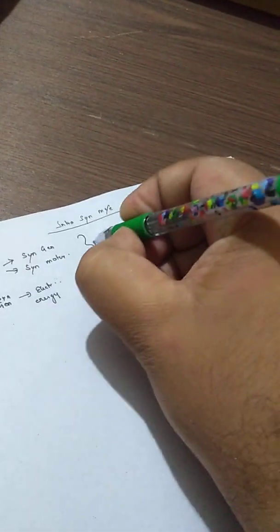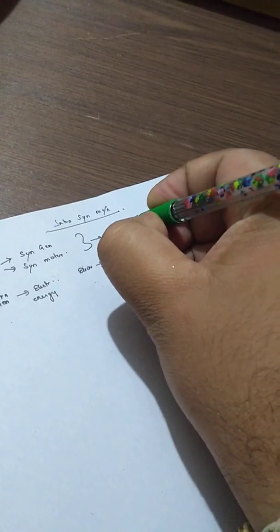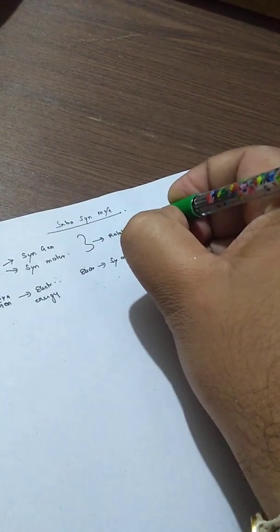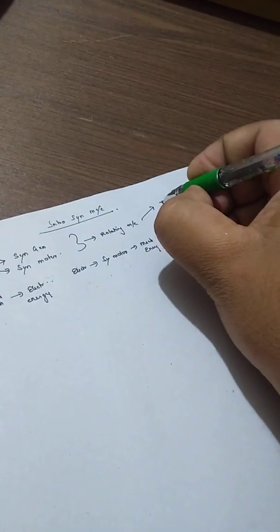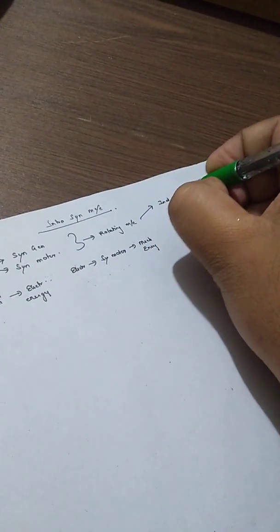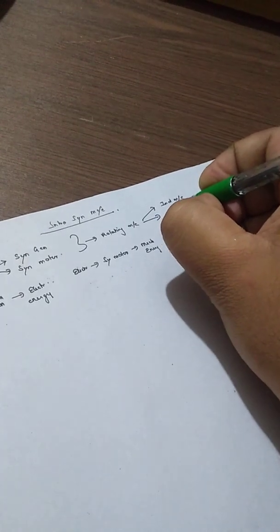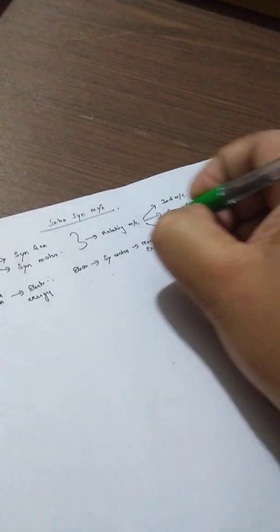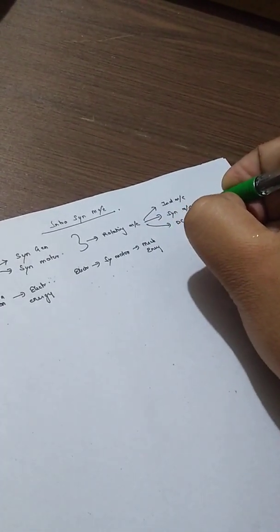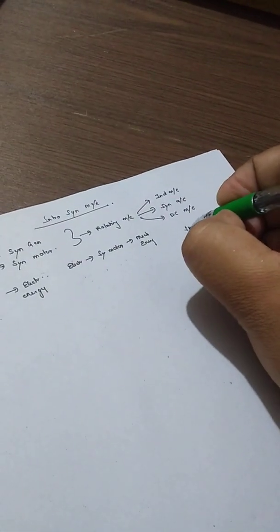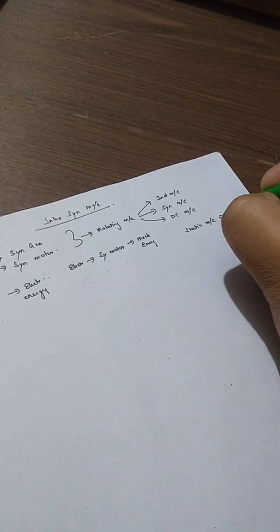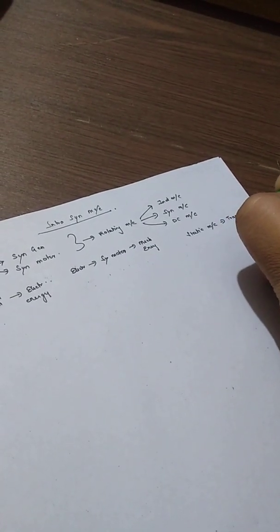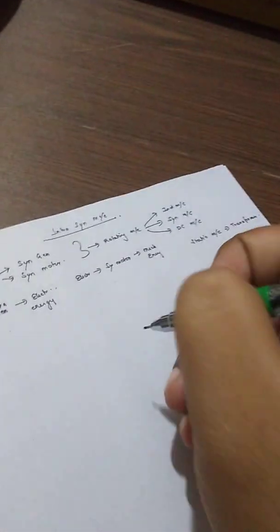Both are rotating machines. So what are the rotating machines? Induction machine, synchronous machine, DC machine. While the static machine is the transformer.